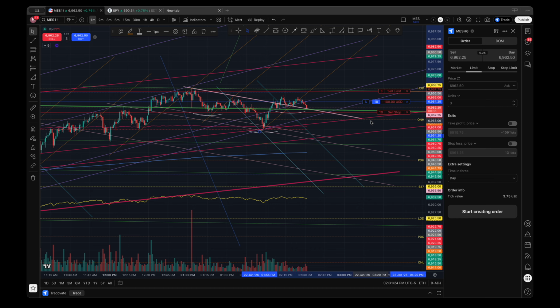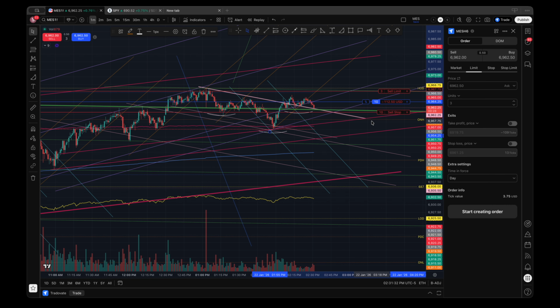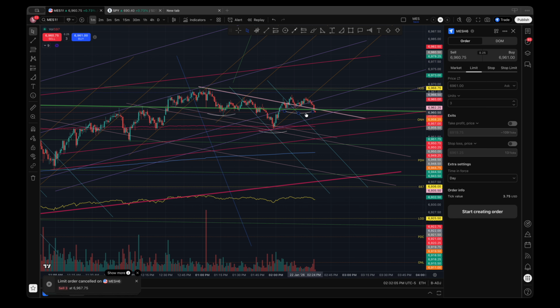Bulls are trying to keep it, but it's hard. We have a very nice seller from the morning that is pushing the price down. That's it, I got stopped.